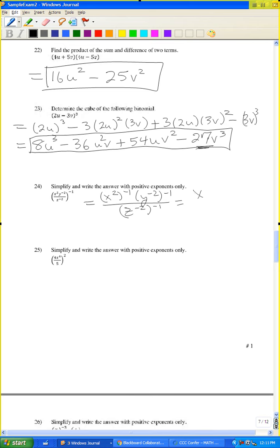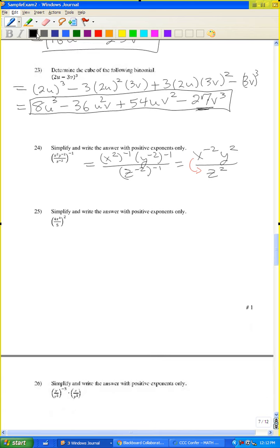And so I get here x to the -2. 2 times -1 is -2. -2 times -1 is +2. -2 times -1 is a +2. Since I have a negative exponent, let me bring this from the numerator to the denominator. And so I get y squared over x squared z squared. And that is your answer.